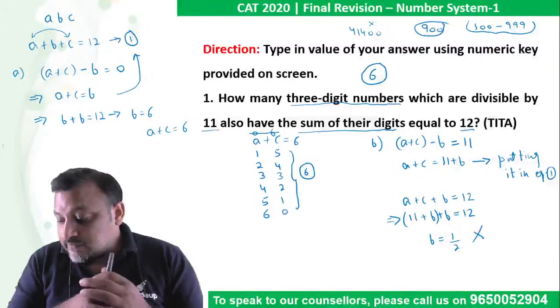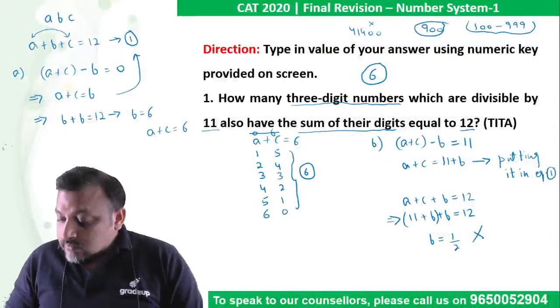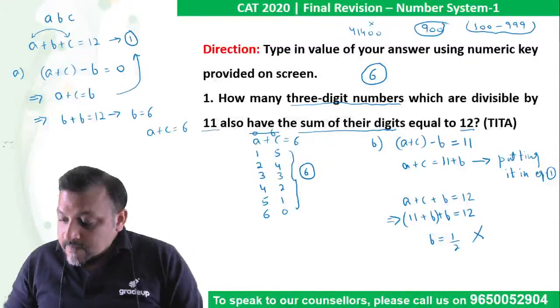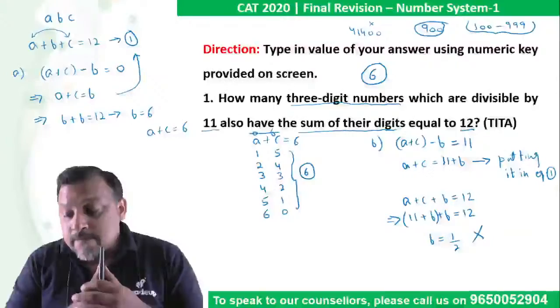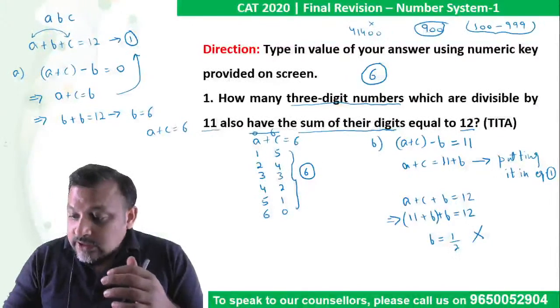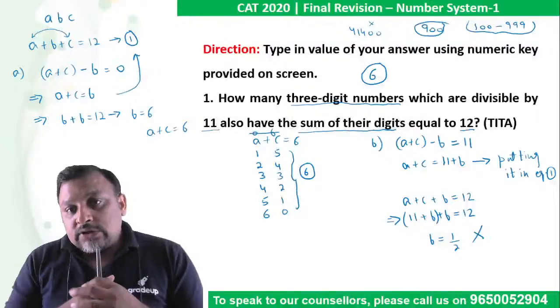Is this clear? Is this clear to everyone? Yes, Priya, Ayush. Okay, Priya says clear. So the answer to this question is 6.